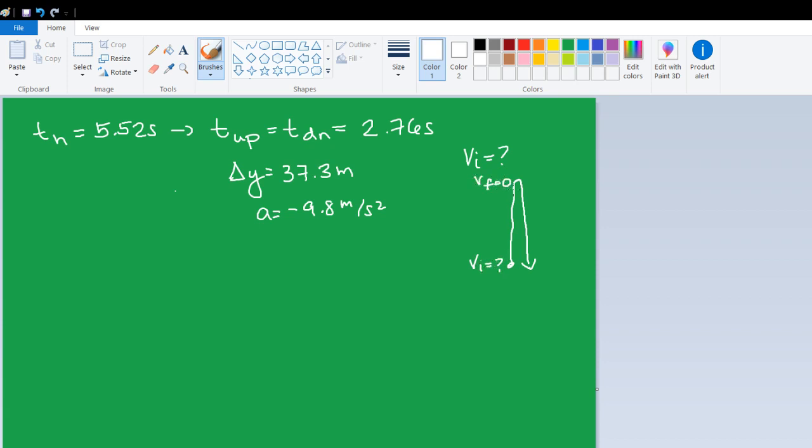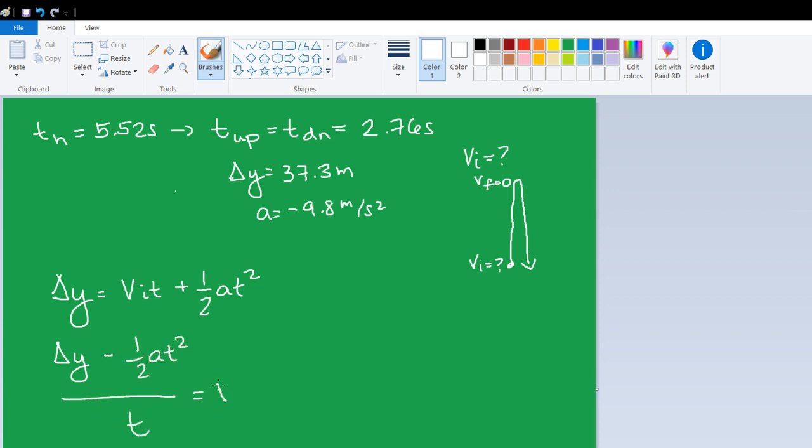VF, you know to be 0, because at the very top it's 0. So now we're going to analyze the other side of the motion. Okay, so we're actually going to use the same equation, delta y is equal to VIT plus 1/2 AT squared. Okay, so this time we're going to look for VI. Let's rearrange this a little bit. Delta y minus 1/2 AT squared all over T gives me VI.